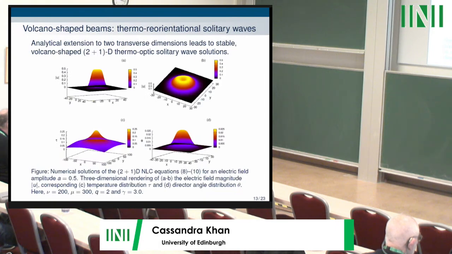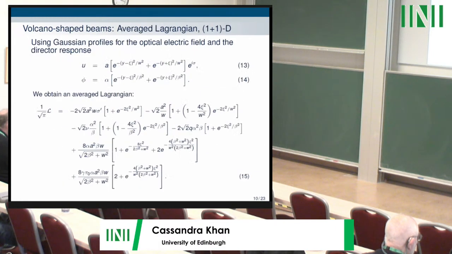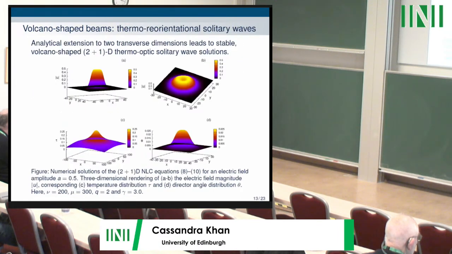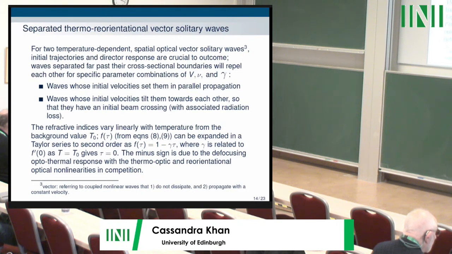We could extend this, or we have our Gaussians here in just 1D, and we can extend it to 2D, and then we get these very nice 2 plus 1 thermo-optic solitary wave solutions, which look very nice and are very stable. Same idea here, though. Just if you take that idea, that analysis, and extend it another dimension, we get these profiles. So that was our first study. We got very good results with that.